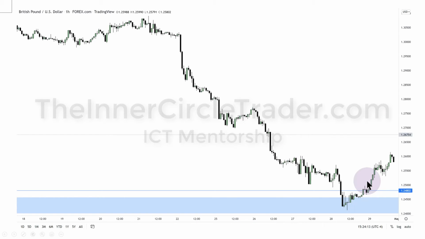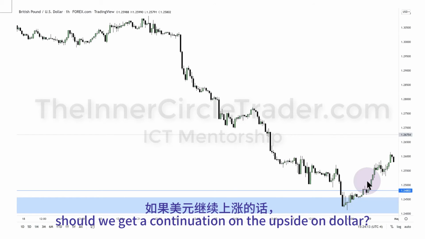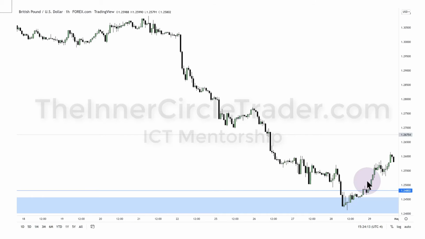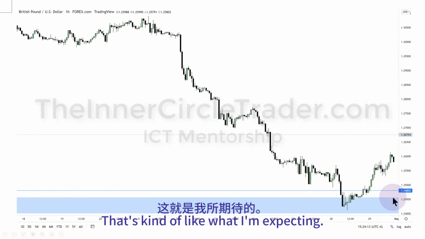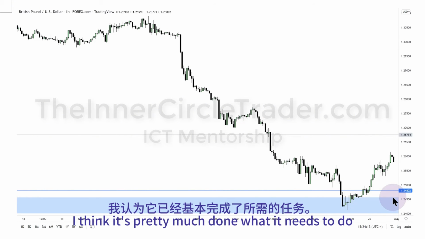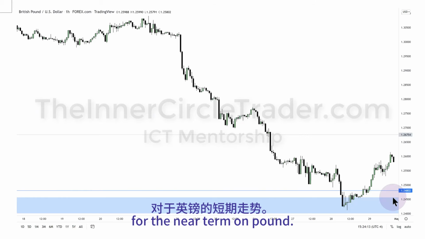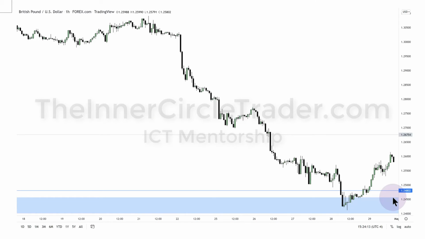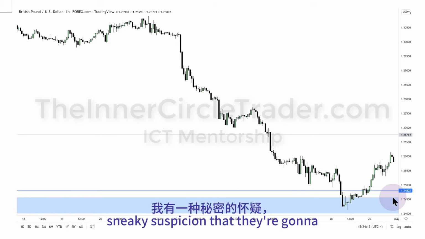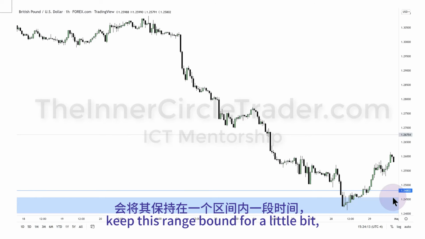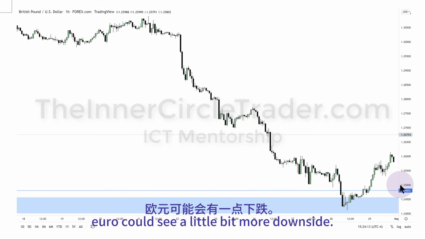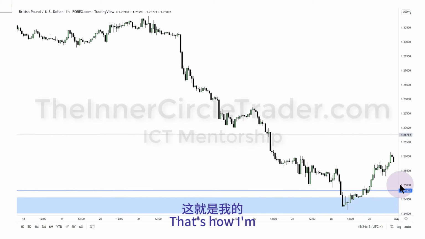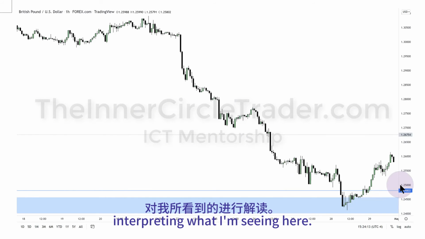Now, should we get a continuation on the upside on dollar? This pair, I would look for it just to revisit back down into the top end of here. That's kind of like what I'm expecting. I think it's pretty much done what it needs to do for the near term on pound. I have a sneaky suspicion that they're going to keep this range bound for a little bit. And then euro could see a little bit more downside. That's how I'm interpreting what I'm seeing here.